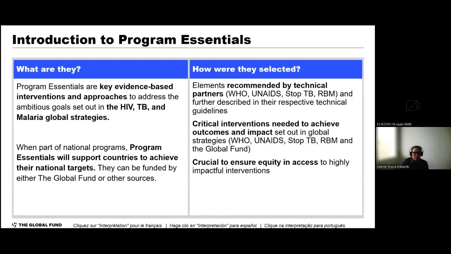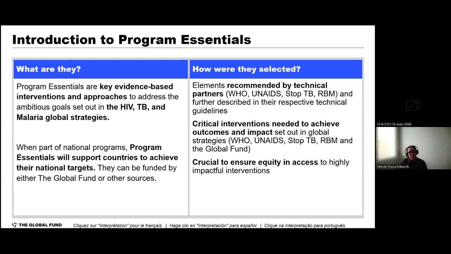So as you probably know, we are going to be introducing program essentials for the first time for this next cycle. And program essentials are key evidence-based interventions and approaches that are going to be used to address the ambitious goals that were set for HIV, TB, and malaria global strategies. The program essentials are, like I was saying, for the 3 diseases, and they are based on WHO recommendations and other technical partners' recommendations. So they are strongly based on evidence.